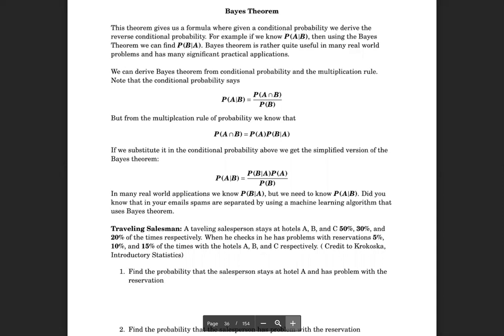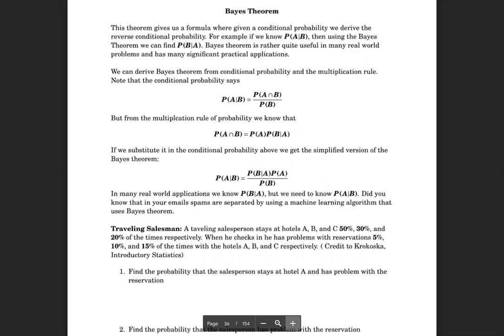I want to go back and remind you of some of the things that I have done, and then we are going to review it very briefly, and then we are going to go ahead and do Bayes' theorem. Probability. So that's where we are right now.